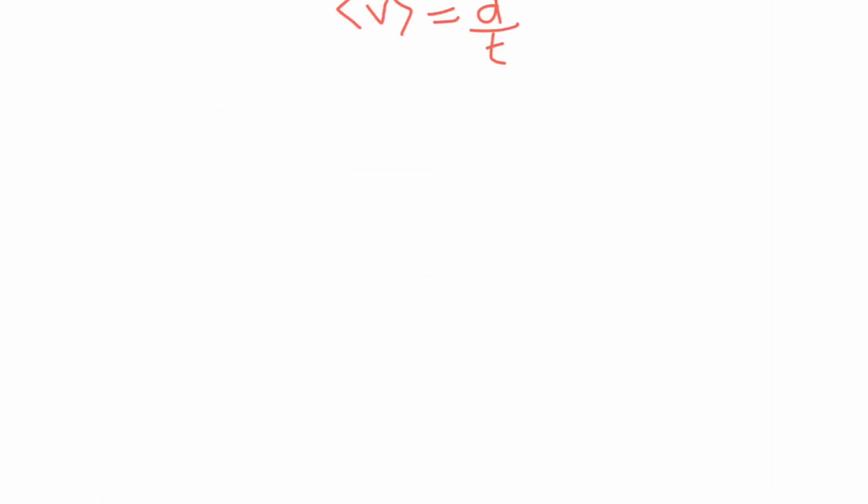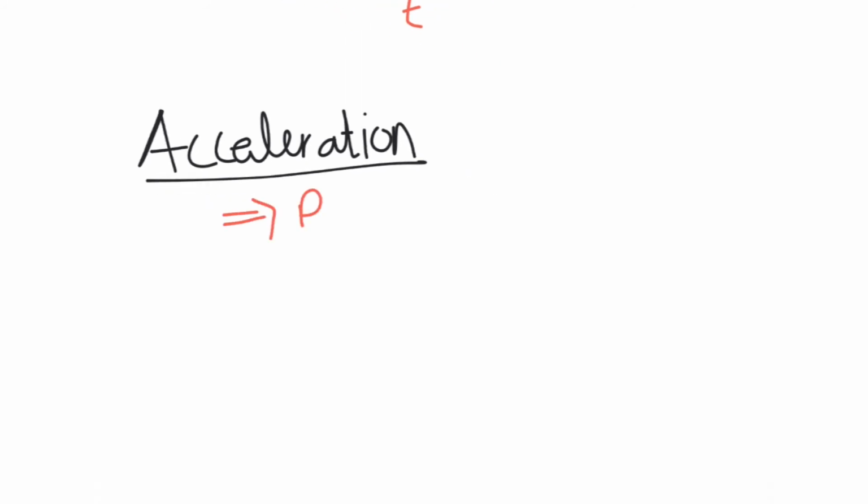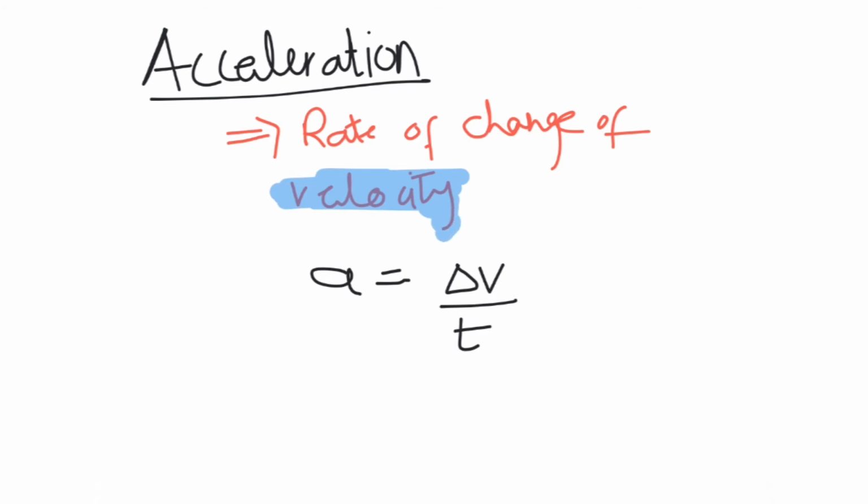And now comes another quantity, which is acceleration. Now acceleration is basically the rate of change of velocity. That is, acceleration is equal to change in velocity over time. And now make sure that you do not confuse this velocity with speed. It is rate of change of velocity and not speed.